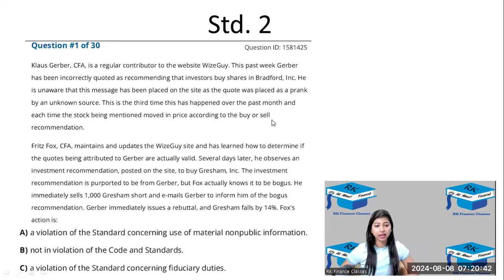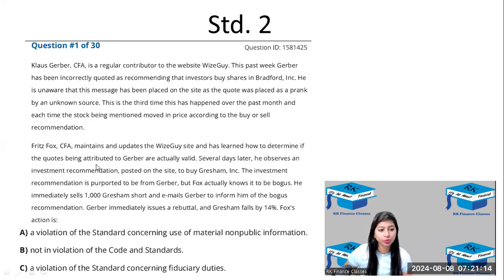He learns how to determine if the recommendation is given by Gerber or by someone else. Why? Because he maintains that website, so he is aware that this recommendation is given by Gerber and this recommendation is not given by Gerber. Now, it is just mentioned that he has learned how to determine if the quotes being attributed to Gerber are actually valid, meaning whether actually he has given it or someone else has.